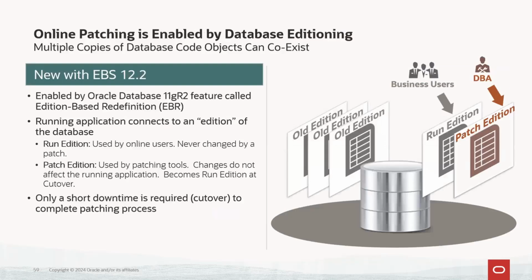Now, correspondingly, in the database, we have sort of the logical equivalent of the dual file system that we're implementing using an 11gR2 feature called edition-based redefinition. What this allows us to do is to host multiple different editions of the same code objects in a single database. So we can have a patch edition of those code objects that's being attached to by the patching utilities, while we have a run edition that business users are using. During the cutover period, the patch edition is promoted to become the new run edition, and the run edition is demoted or retired, if you will, to become an old edition that nobody's using anymore.